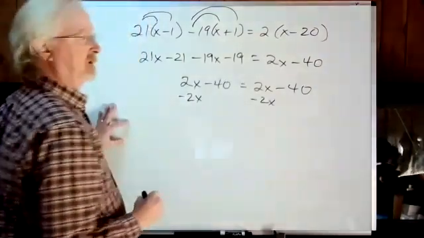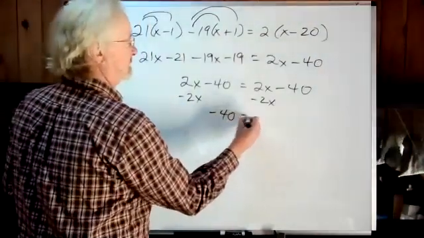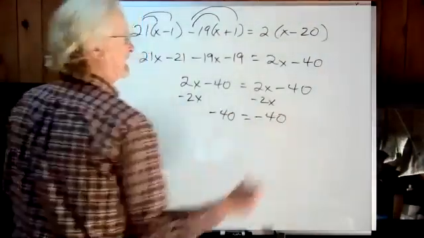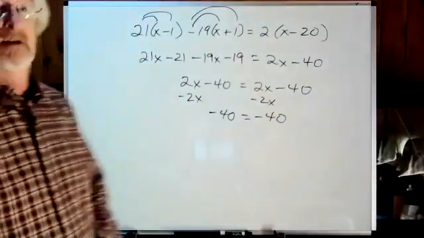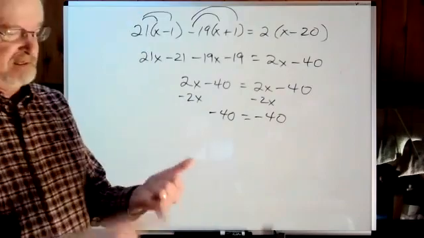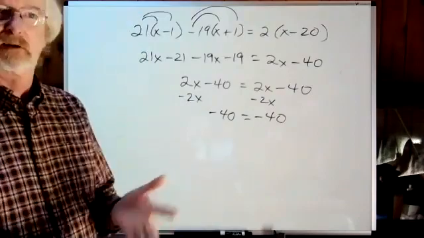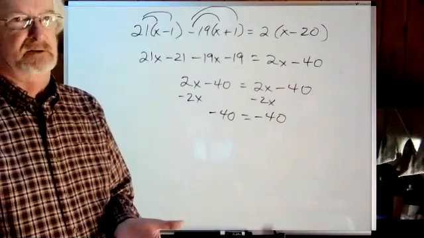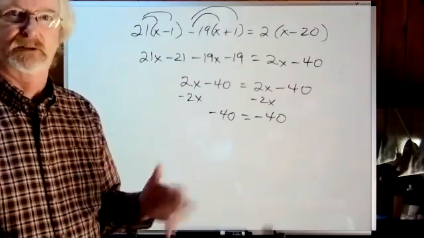If I try to combine all the x's, I get no more x's. They cancel each other out. And now I just have this always true statement. Identity or a contradiction or a conditional. Those are those three terms. You've got to know what they mean, which one is which.